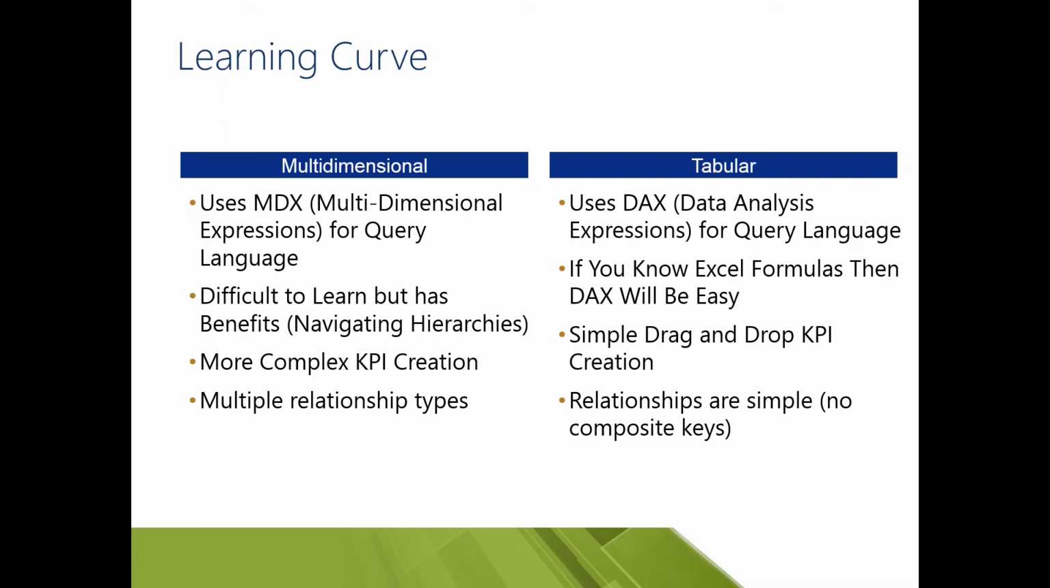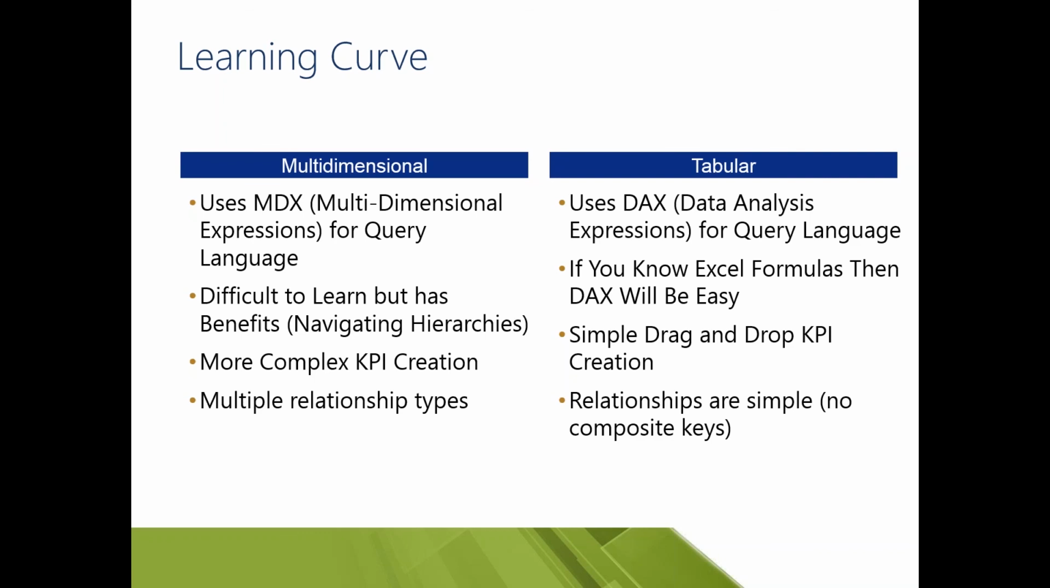The relationships are typically very simple. You don't have to use composite key relationships as you may have to sometimes in multidimensional to avoid your attribute key errors. Those are things that are available to you in tabular that take a lot of extra work within a multidimensional.